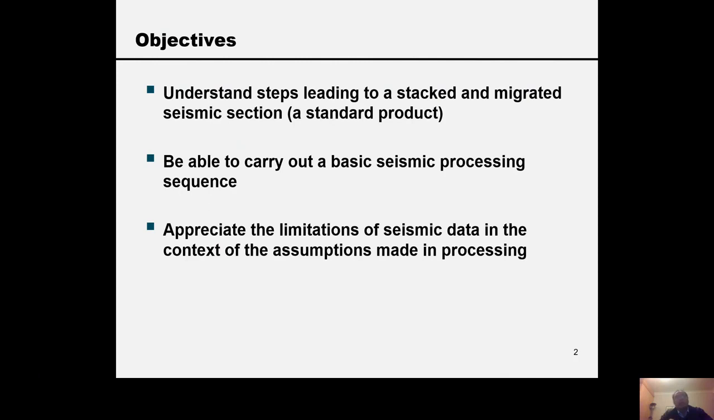Right, the third objective: you appreciate the limitation of seismic data in the context of assumptions made in the processing. You do not assume after data processing your result will be 100% reliable in terms of geological structure, geological features. That's the key. And also, in terms of each step of processing, you understand the assumptions made, and then you can somehow relieve the assumptions to some degree, and then you can see the difference in the final imaging, I mean the stack section or migrated section.